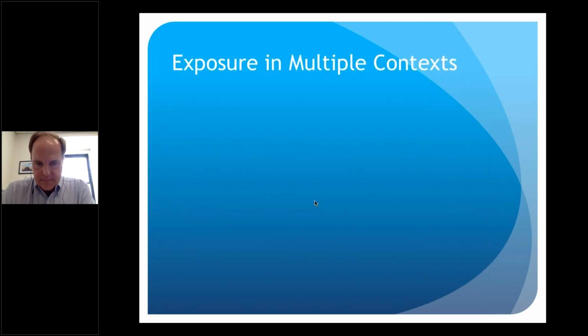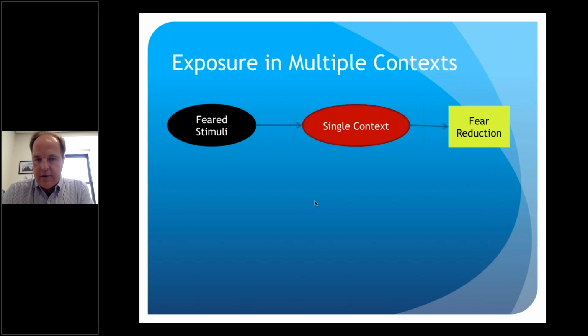Exposure in multiple contexts. So here's the standard kind of scenario. Feared stimuli, single context, because you can only really, typically introduce one context at a time, at least to fear reduction. I'll illustrate where this went in a radical direction.